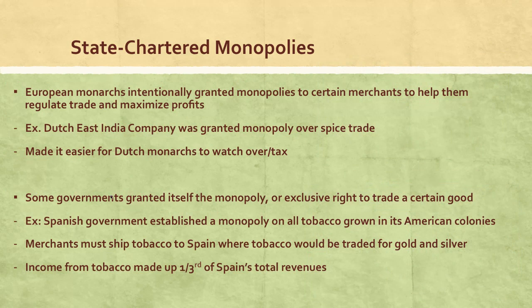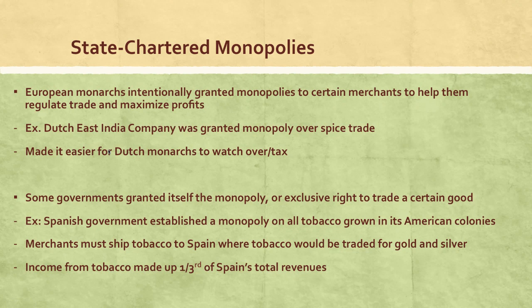And we see state chartered monopolies, which I've talked about briefly, but just go through it one more time. So European monarchs are going to grant monopolies to joint stock companies for the purpose of making wealth. And we talked about how the Dutch Republic, the monarch of the Netherlands, is going to grant a monopoly to the Dutch East India Company because it made it easier for the Dutch monarchs to watch over and tax the company. Now, that, of course, is a joint stock company.